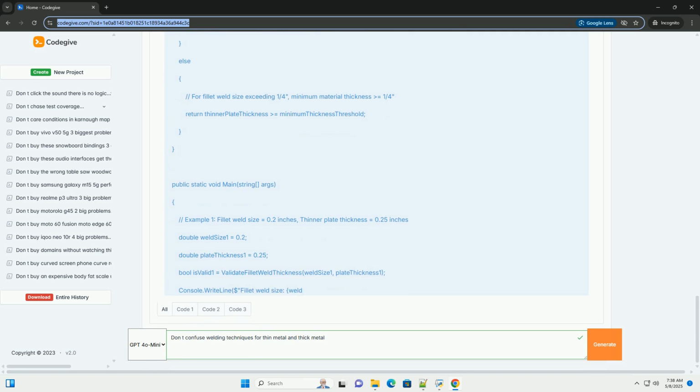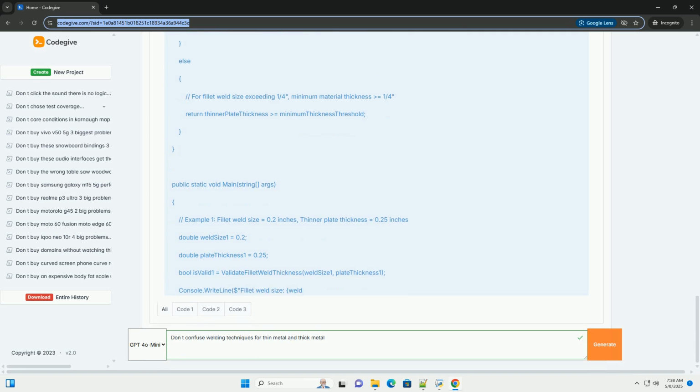Feature: thin metal, thick metal. Heat dissipation: rapid, localized heating; slower, more widespread heating. Distortion: high risk of warping and buckling; lower risk, but still possible with excess heat. Burn through: high risk, requires precise control; lower risk, but can occur with excessive amps. Weld pool: small, fast freezing; larger, slower freezing. Penetration: requires minimal penetration to avoid burn through; requires sufficient penetration for joint strength. Cooling rate: rapid; slow.